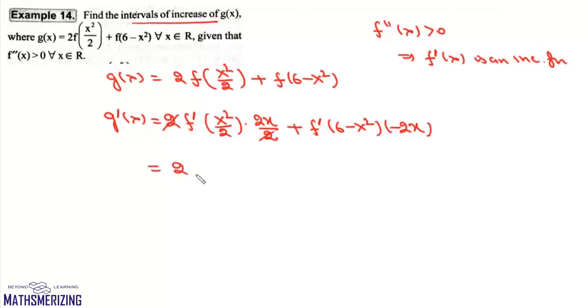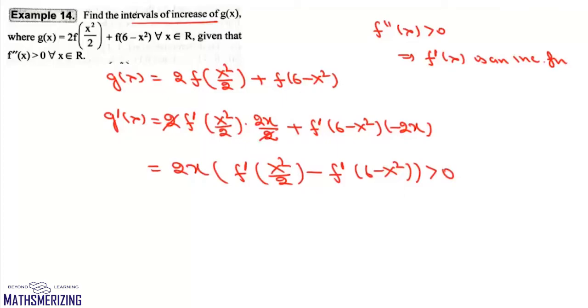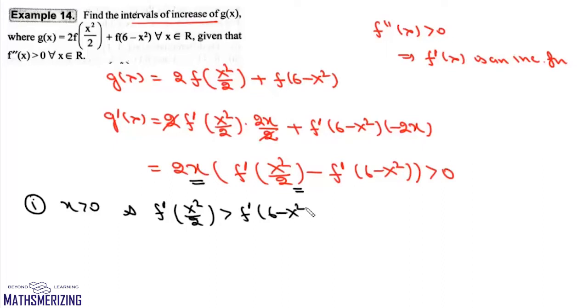We'll take 2x common. We'll get f dash(x square by 2) minus f dash(6 minus x square). Now we need to find intervals of increase of g(x). That means this g dash x must be greater than 0. Now we'll take two cases. Case 1, when this is positive and this is positive. That is when x is greater than 0 and f dash(x square by 2) is greater than f dash(6 minus x square).